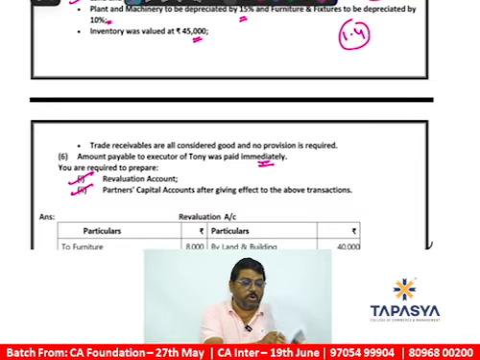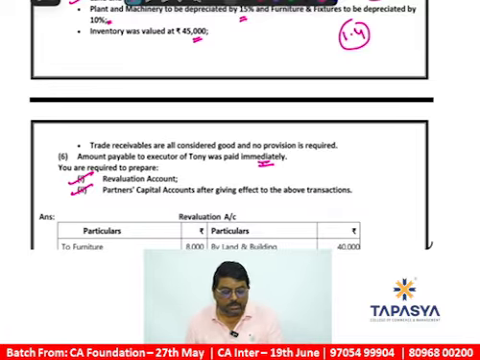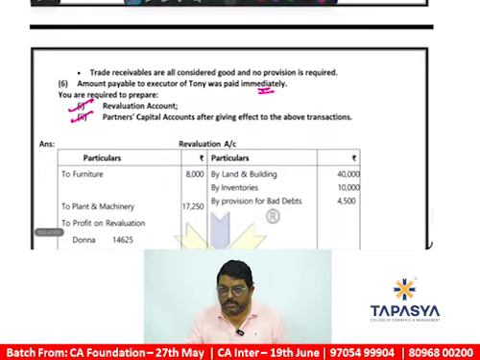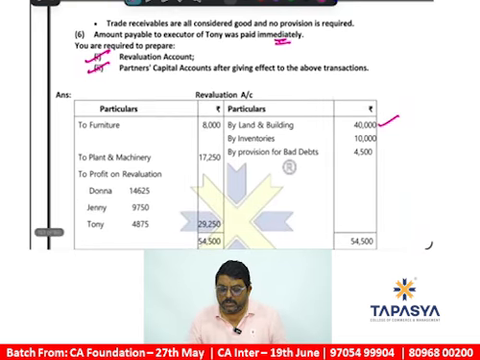Please check it one by one. What are the revaluations that have taken place? Land and building given at 3 lakh rupees. Land and building in your balance sheet is 2 lakh 60,000. Revalued at 3 lakhs, it means 40,000 is a profit on revaluation, which you credit to the revaluation account.